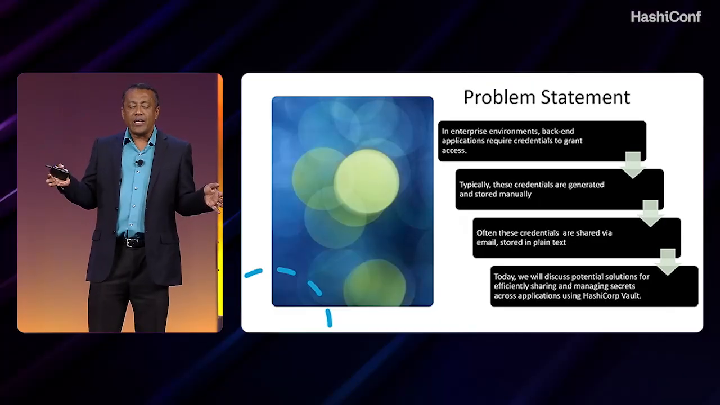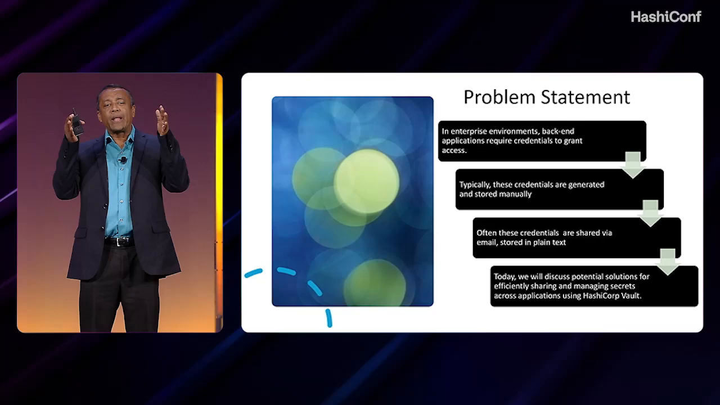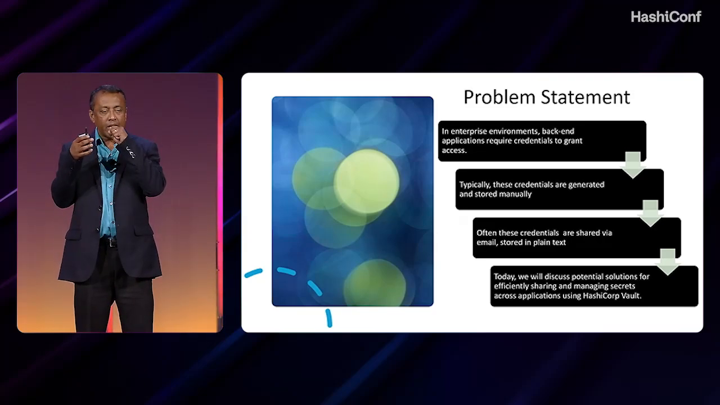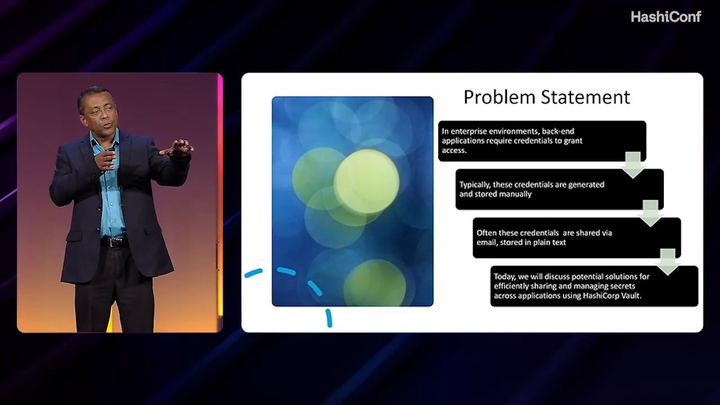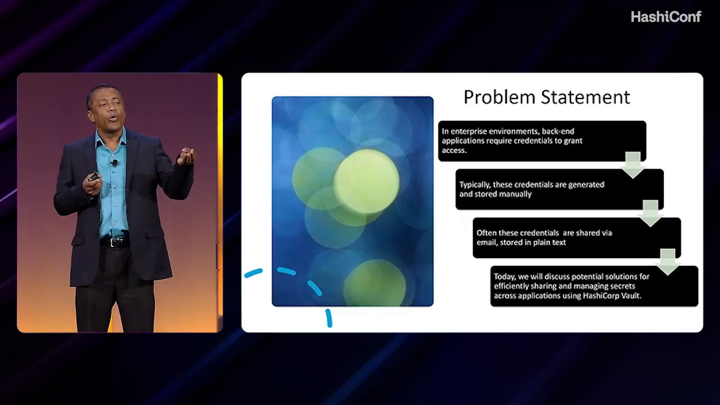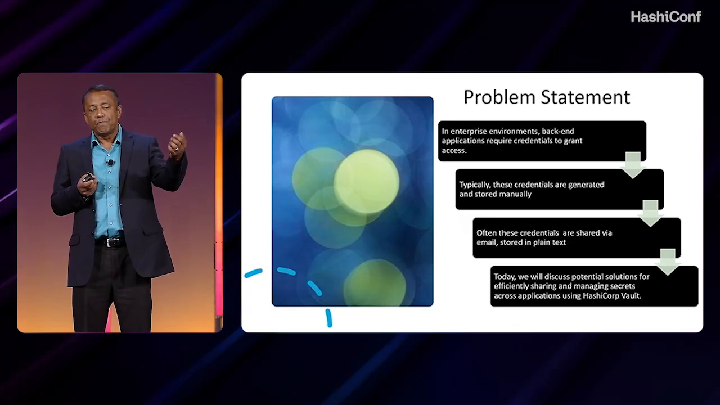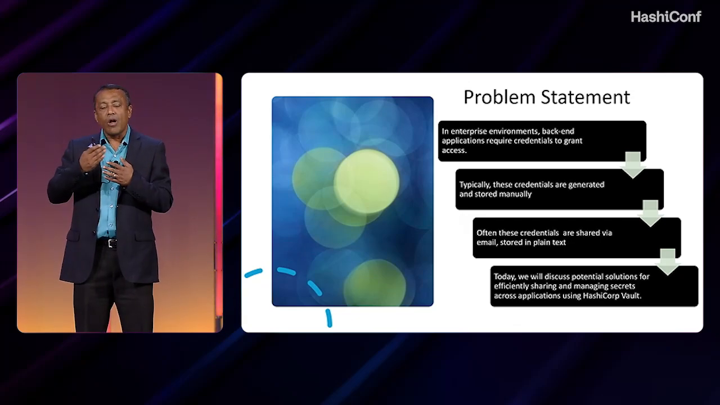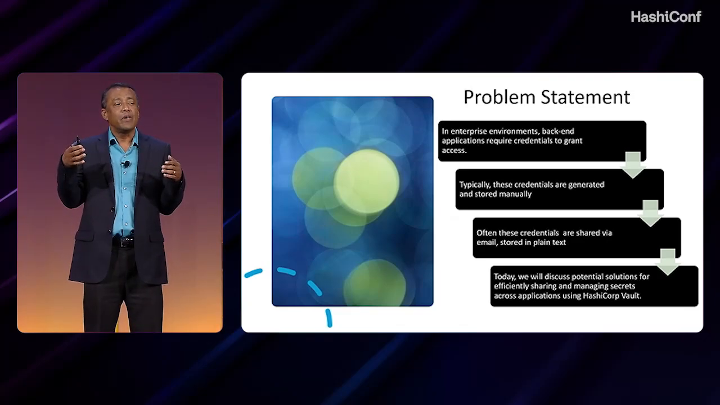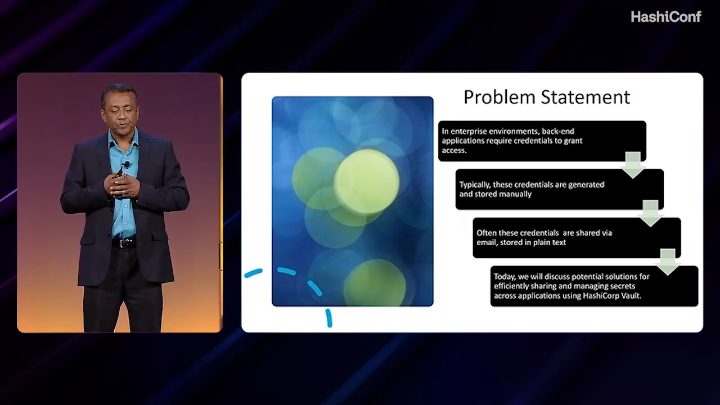So in the enterprise, we have a lot of applications. They're called back-end applications that you need a secret to access. Those back-end applications, you can think about MongoDB or Splunk. There are a lot of back-end applications, but if other applications want to access them, you need credentials for that.